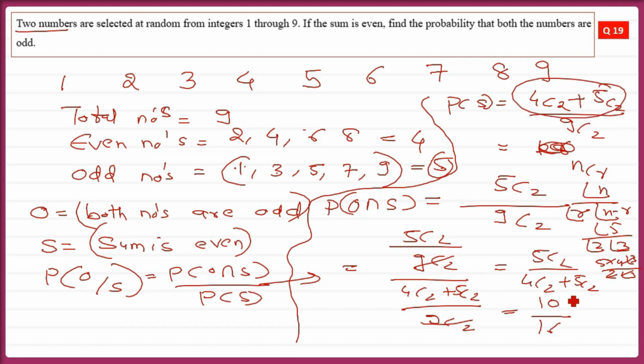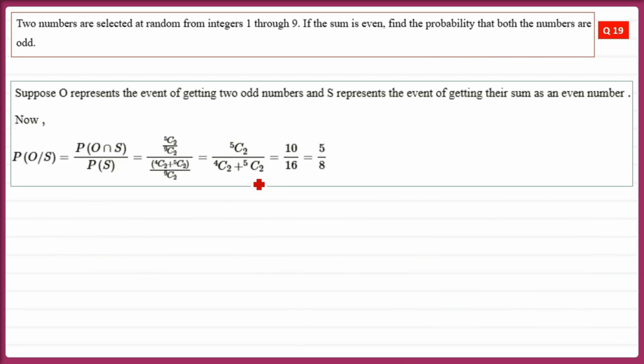Similarly, the denominator 4C2 plus 5C2, when you add, is going to come as 16. Can you try yourself? 4C2 plus 5C2 is 16. 5C2 is 10. 10 by 16 is 5 by 8. So this is the short version of what we were intending to do. Okay, you can just try it.